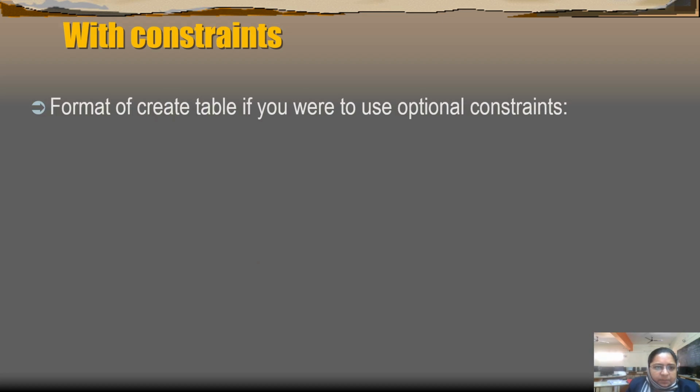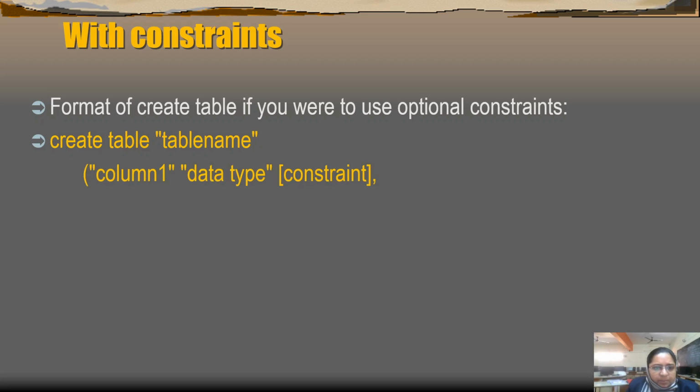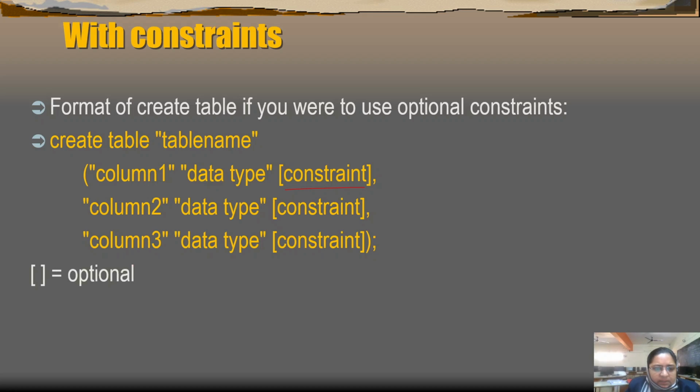With constraints, the format of create table, if you were to use optional constraints, is: create table, table name, table column 1, data type, and the constraint has to be provided. So this is the structure, or the syntax, of providing constraints in a table. You can see that the column, data type, and its constraint has to be provided, although it is an optional part. It is not necessary that you have to provide constraints in your table.